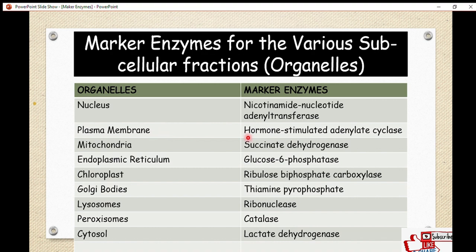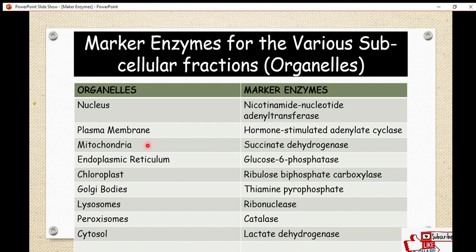The marker enzyme for the plasma membrane is hormone stimulated adenylate cyclase. Hormone stimulated adenylate cyclase. So this is the marker enzyme for the plasma membrane, and it is specific to the plasma membrane only, and it cannot be found anywhere else in the cell.